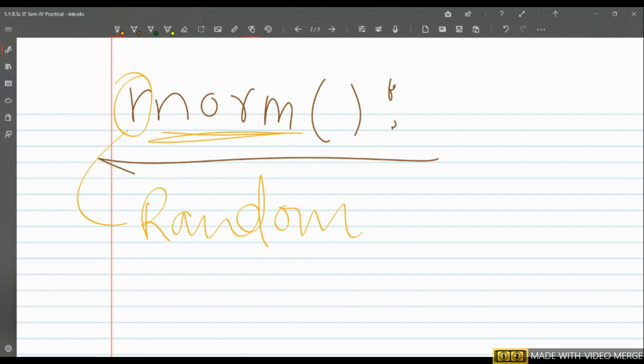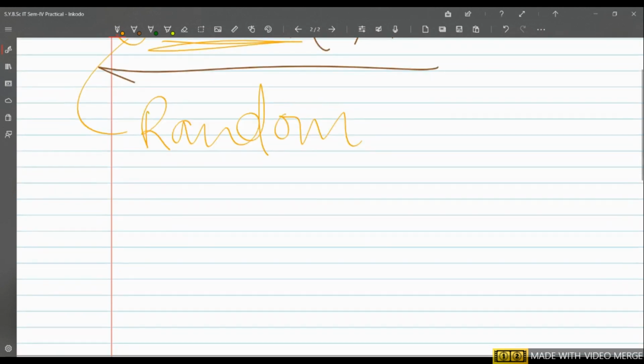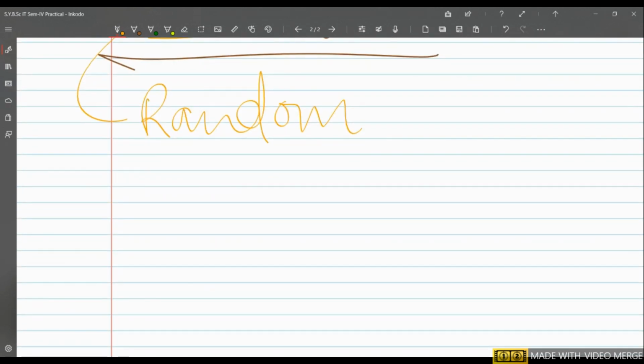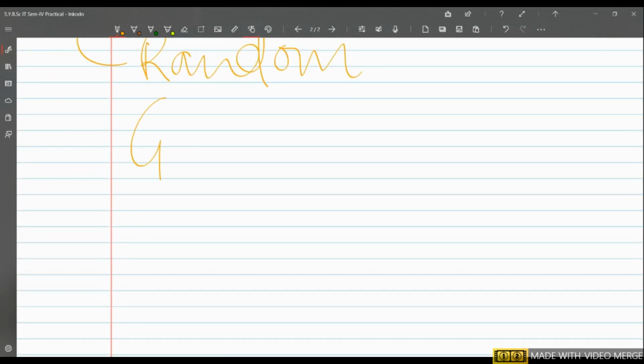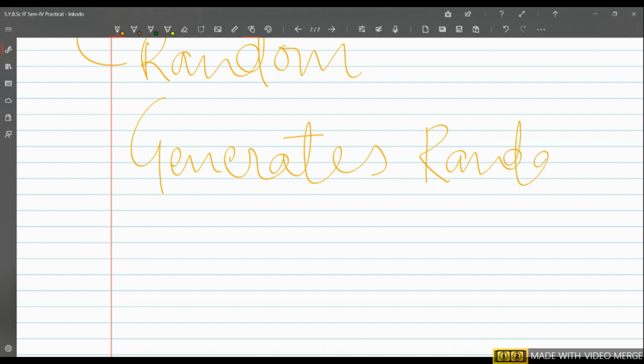So what does this actually do? The purpose of the rnorm function is to generate random numbers from the normal distribution. It generates random numbers in such a way that the set of generated random numbers follows the normal distribution.